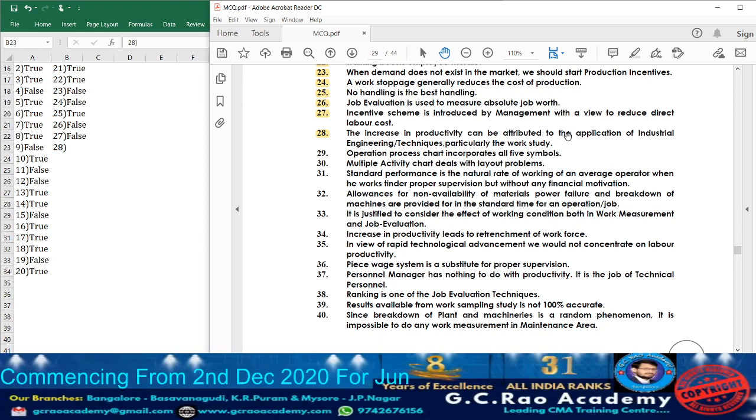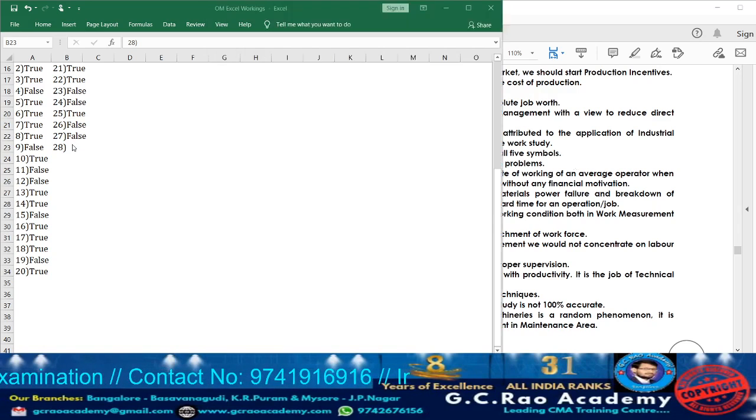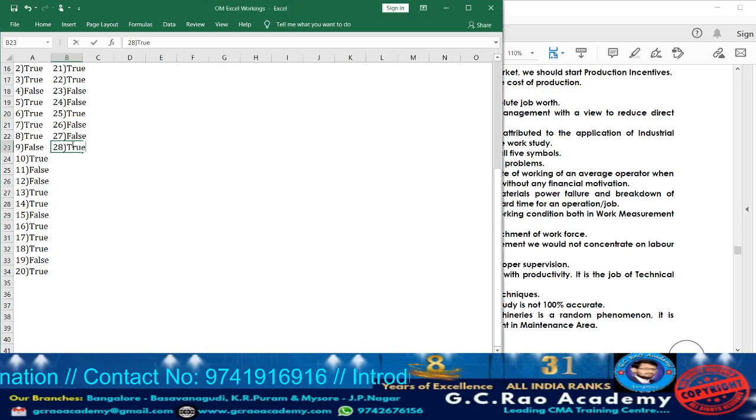See, by applying industrial engineering techniques to the work study, the time aspect, whatever machine hours there are, can be reduced. That input factor, the machine hours, can be reduced. So when the input reduces, for the available output, it is going to improve the productivity. So accordingly, statement 28, whatever is given, it is true.